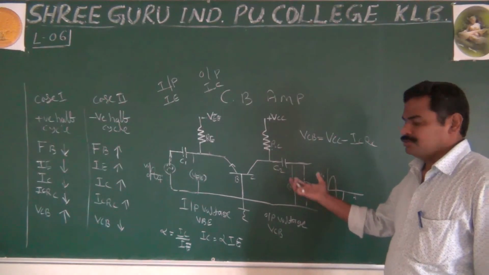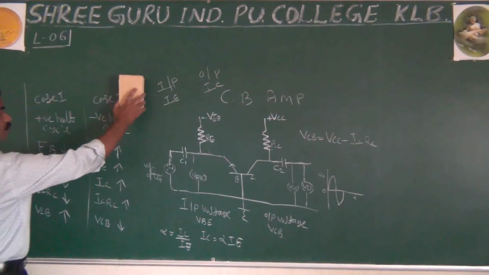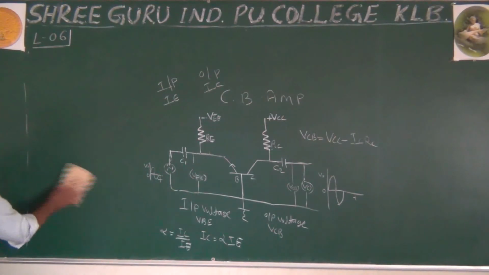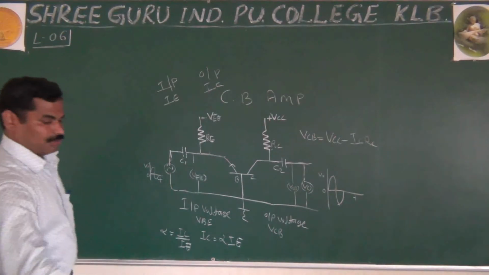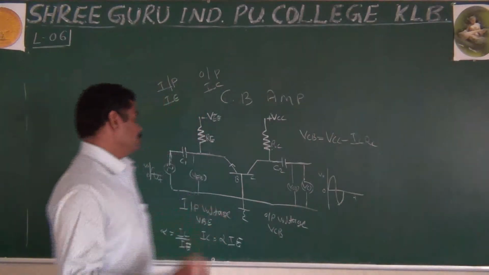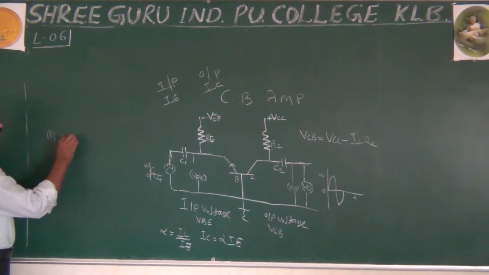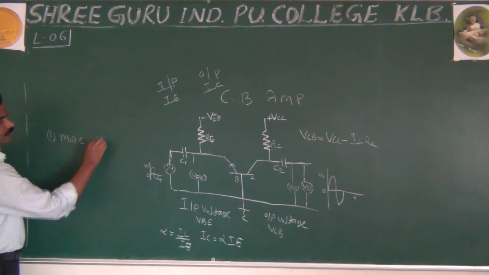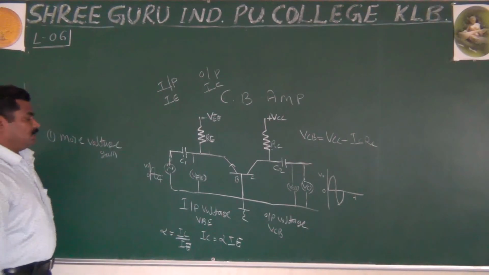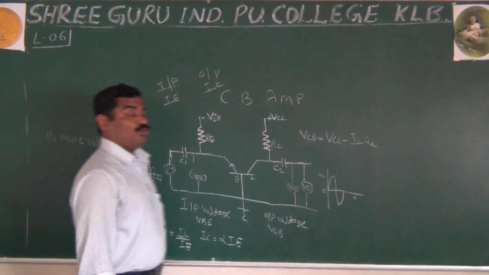And with that, let us go to the last topic: what are the important characteristics of your common base amplifier? The most important characteristic of the common base amplifier is that you are having more voltage gain. In the common base, they have given a figure of nearly about 1500. You are having more voltage gain.